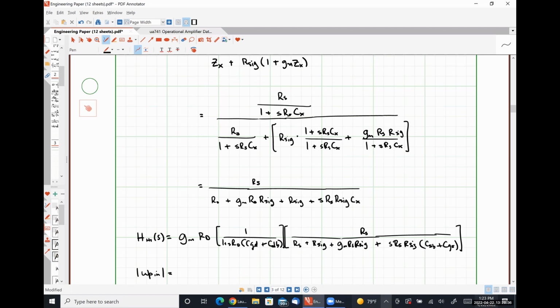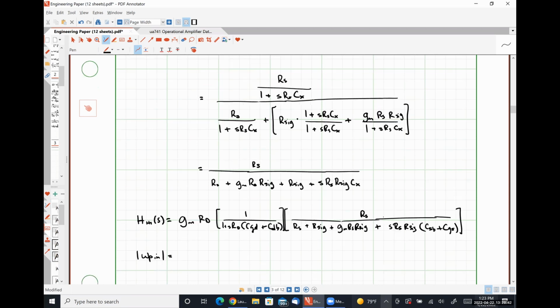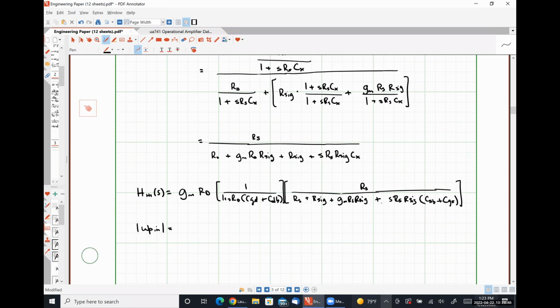So we're taking the pole of this guy right here, which is going to be RS plus R sig plus GM RS R sig over RS R sig times CSB plus CGS. So I'm going to do something here just real quick, okay?